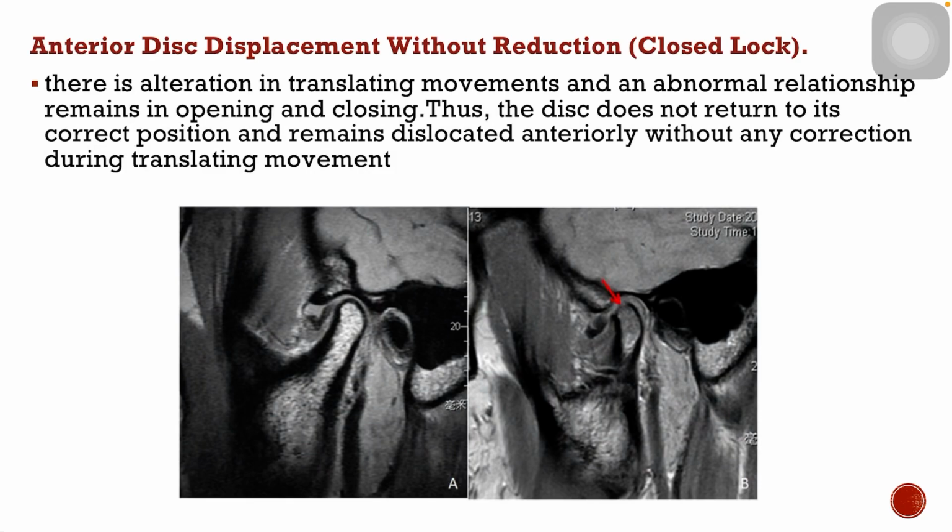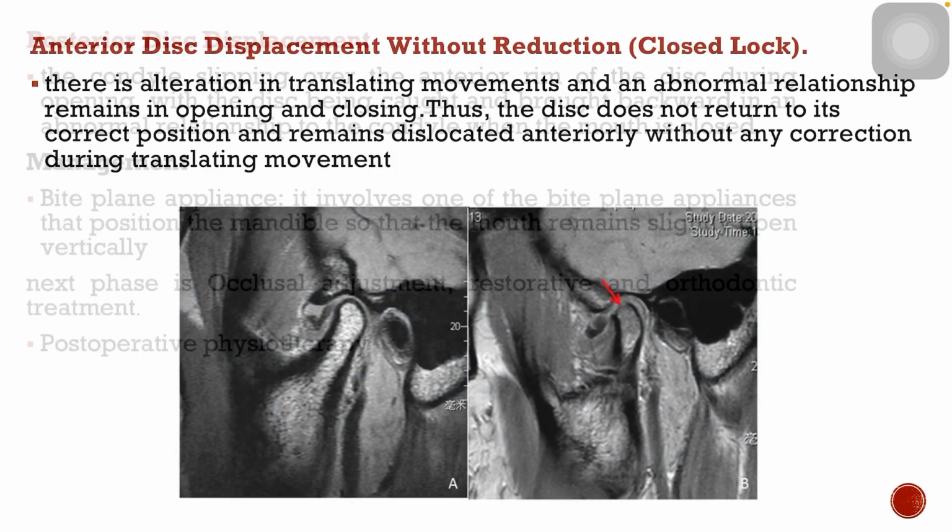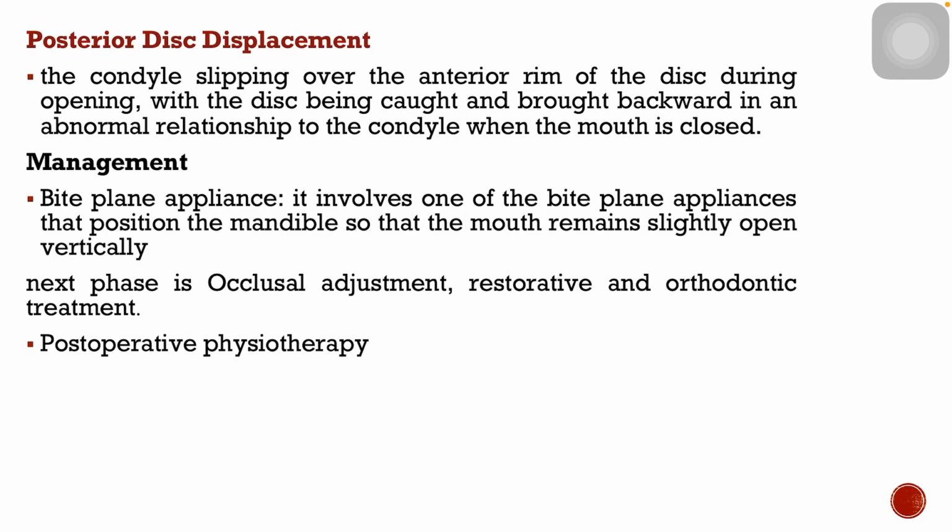Anterior disc displacement without reduction, there is alteration in the translating movement and abnormal relation remain in the opening and the closing. Thus, the disc doesn't return to its correct position and remains dislocated anteriorly without any correction during translating movement. Posterior disc displacement, the condyle slipping over the anterior rim of the disc during opening, with the disc being caught and brought backward in the abnormal relation to the condyle when the mouth is closed.